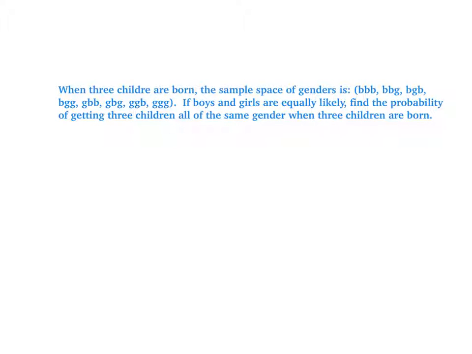All right, when 3 children are born, I'm supposed to say children instead of kids. The sample space of the genders is, we did this a minute ago, BBB, BBG, BGB, etc.